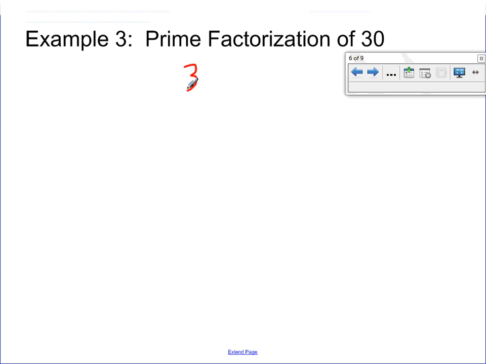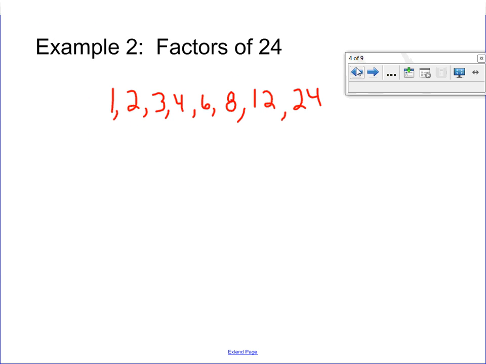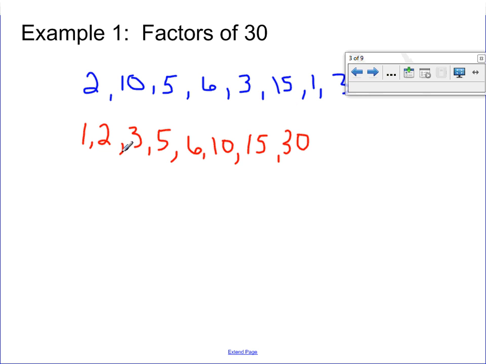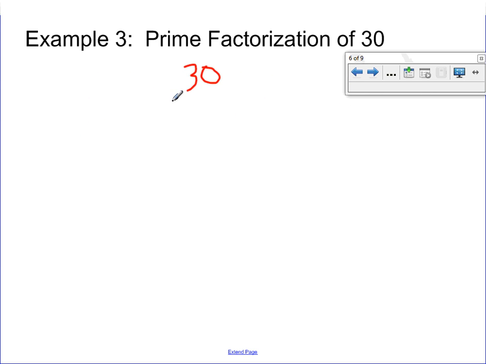So now if I'm going to take my 30, I'm going to go back and look at my set, and I'm going to say, you know what? Let's try 3 and 10. So if I make my branch of 3 and 10, it looks like that. Okay.